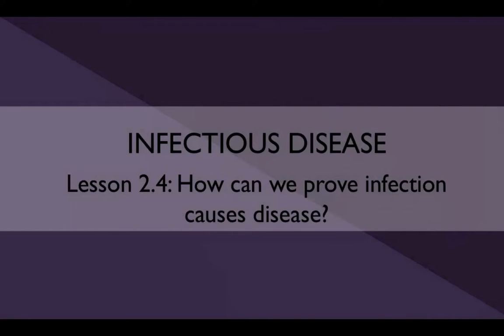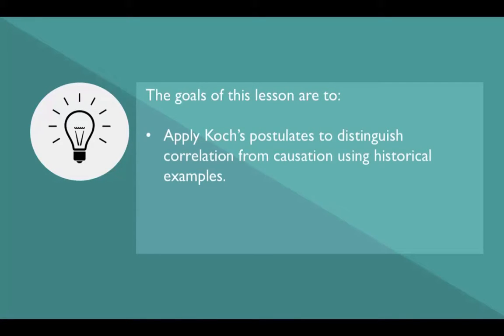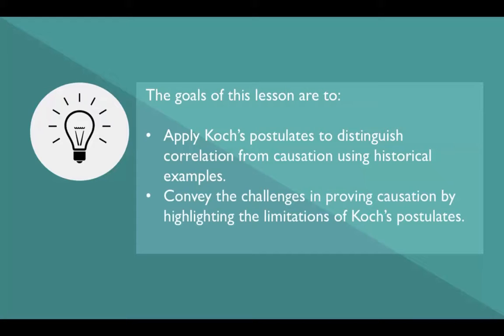Welcome to Infectious Disease Lesson 2.4, How Can We Prove Infection Causes Disease? The goals of this lesson are to apply Koch's postulates to distinguish correlation from causation using historical examples, and to convey the challenges in proving causation by highlighting the limitations of Koch's postulates.